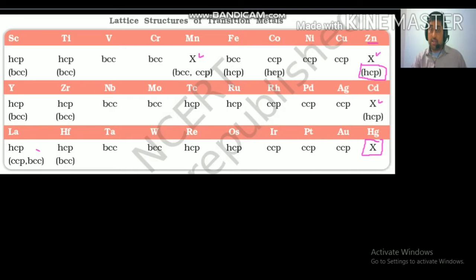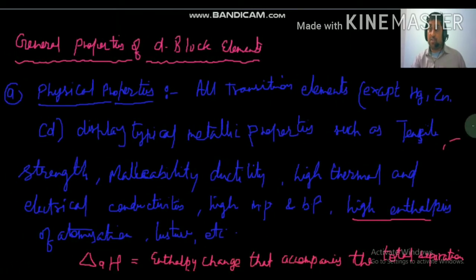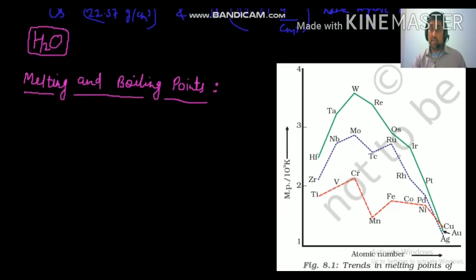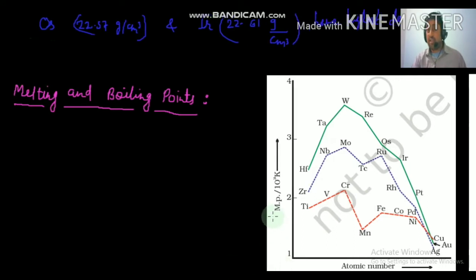Okay, now let's move to the ongoing part in physical properties. The next part is melting and boiling point. In this melting and boiling point, you see there is no regular trend. There is one graph also shown here. Here on the y-axis is melting point, on the z-axis it is atomic number.